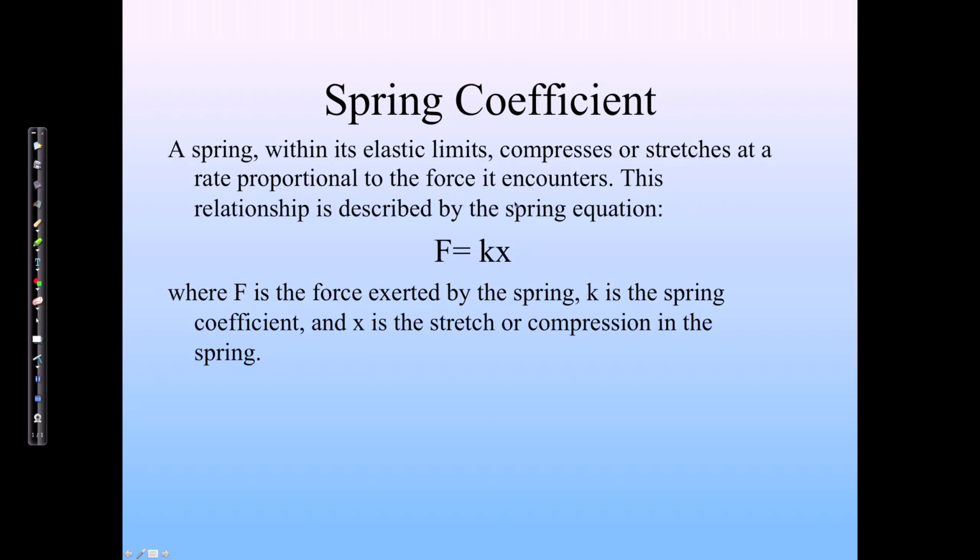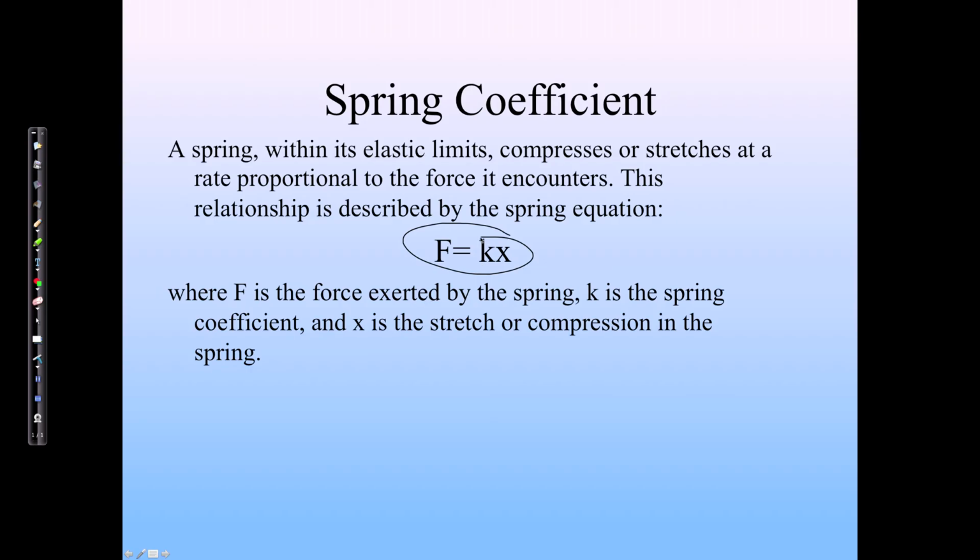Now, if you double that force, the compression or stretch will be double what it was before. If you triple it, it'll be triple what it was before. So this relationship is described by this equation, which is a version of Hooke's law, where force is equal to K, which is a constant called the spring coefficient, times X. X is the deformation in the spring, either a stretch or a compression.